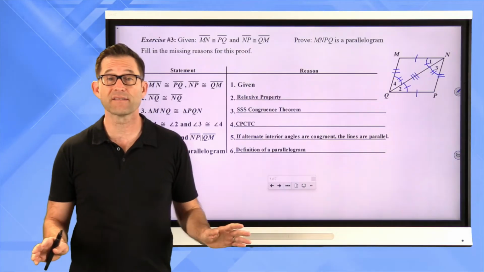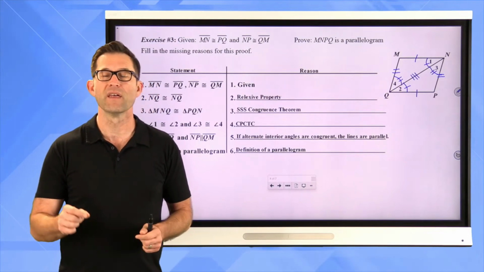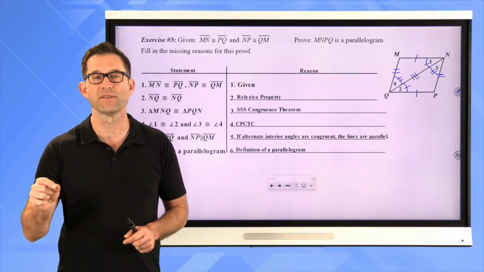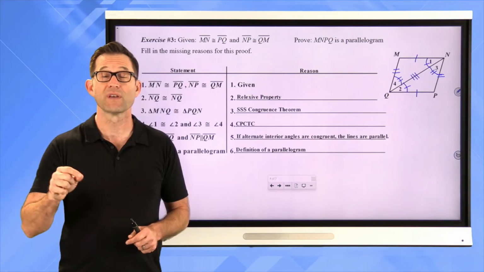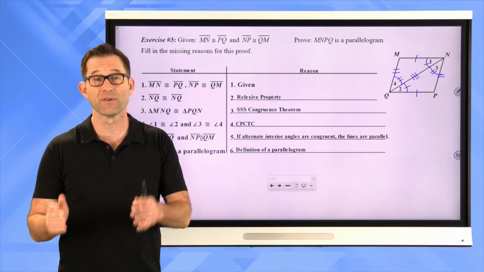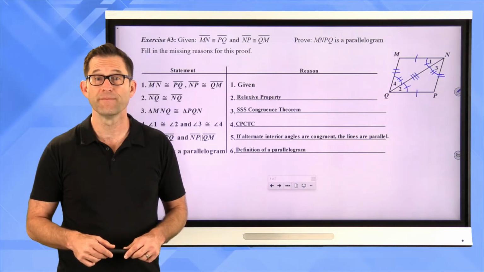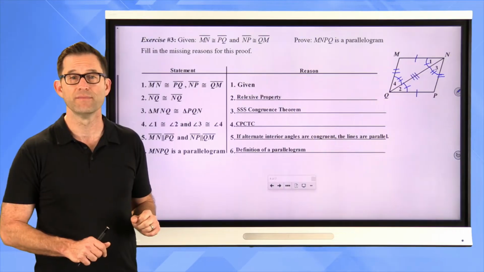Now, this is fantastic because now, even though the definition of a parallelogram is that 2 pairs of sides are parallel, we can now say that if we have 2 pairs of opposite sides that are congruent, it's also a parallelogram. All right? Pause the video now and write down any of these reasons that you might need to.